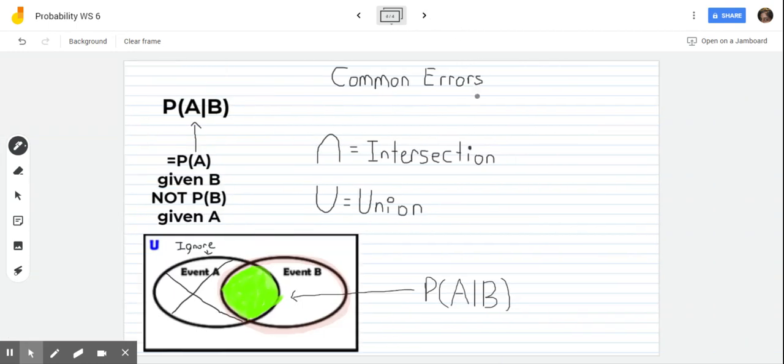Now here are some common errors. The probability of A given B. This is the given, and this is what we have to figure out. It's not the probability of B given A. It's not going to be this way. It's going to be that way.